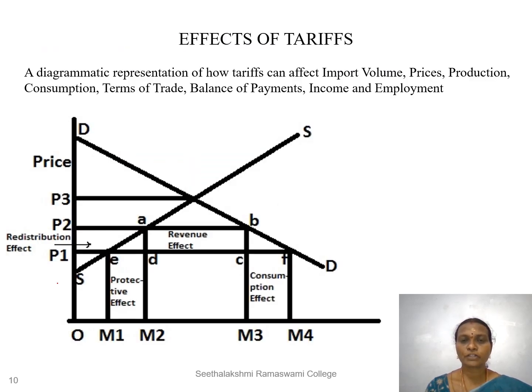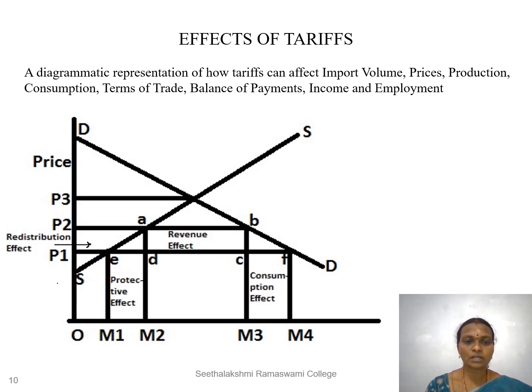Next, we are going to see the effects of tariff. The effects of tariff are shown through diagrammatic representation. Through this diagram, I am going to explain how the tariff affects import volume, price, production, consumption, terms of trade, balance of payment, income, and employment. In the subsequent slides, I have given the explanation for how tariff affects price, protection, consumption, terms of trade, income, balance of payment, employment, redistribution, and so on. So now we can go to the diagrammatic explanation.